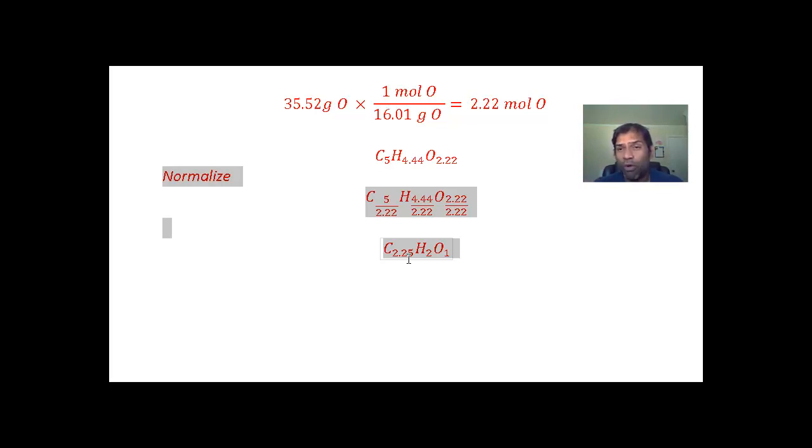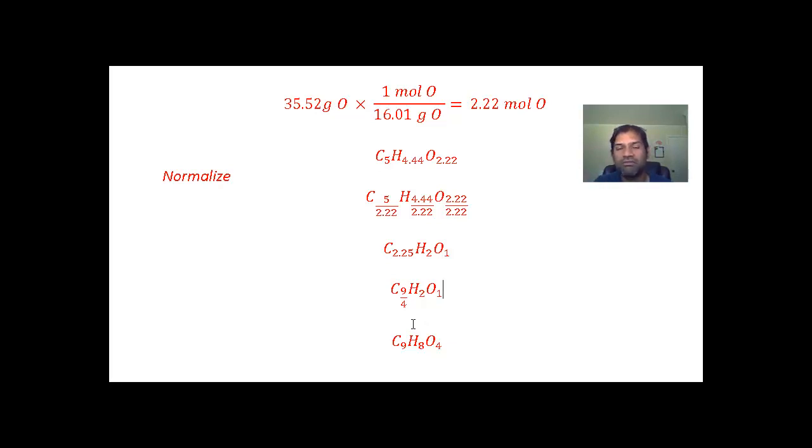So 2 1/4 is the same as 9/4. So we're converting a mixed number to an improper fraction. So 2.25 is the same thing as 2 1/4, and 2 1/4 is the same thing as 9/4. So C9/4 H2O1 cannot have a decimal.